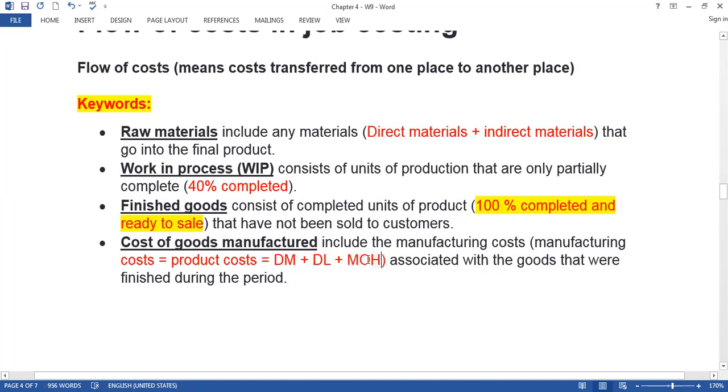So these three together are called cost of goods manufactured, or product cost, or manufacturing cost. You already know this terminology from before. So today we learn mainly three or four keywords that are important.